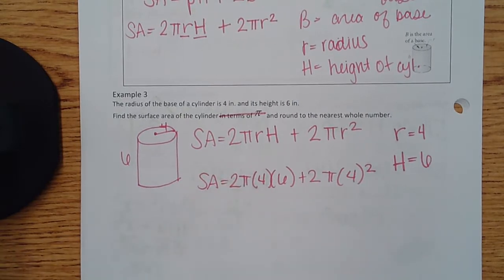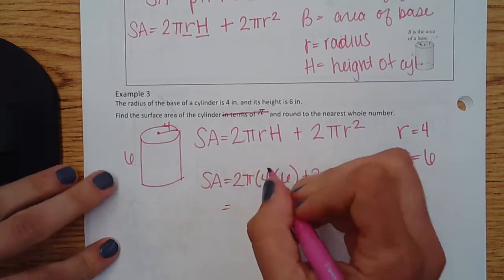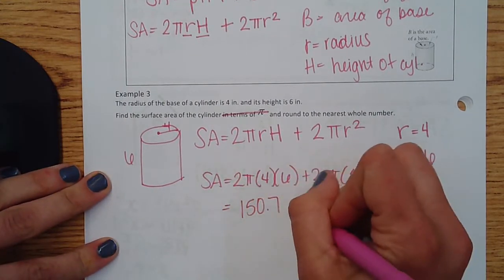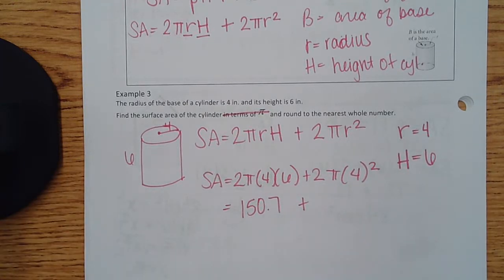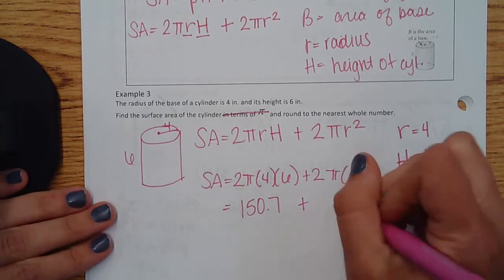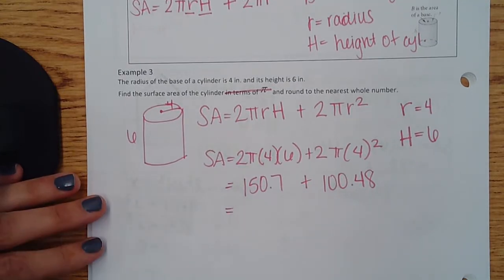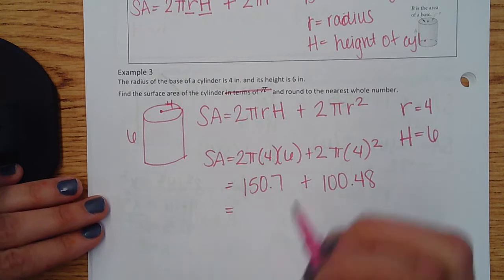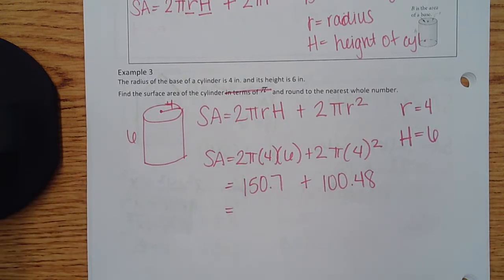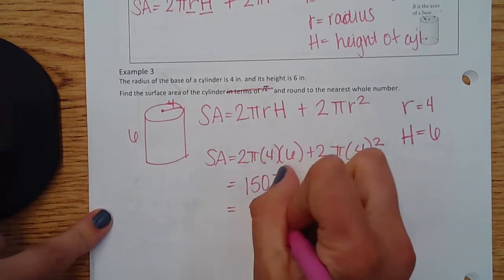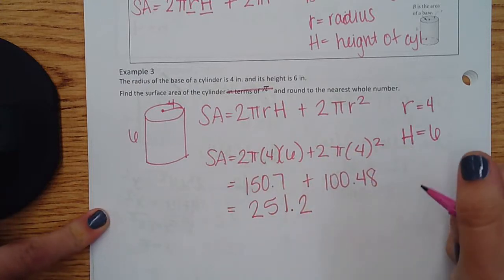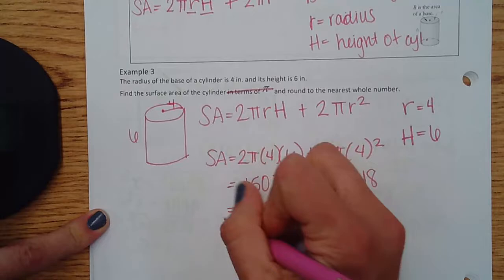All right, so the first part of this, 2 times 3.14 times 4 times 6, we get 150.7 plus 2 times 3.14 times 4 squared is 100.48. Add these two numbers together. 150.7 plus 100.48 equals 251.2. We're working with surface area, so it is inches squared.